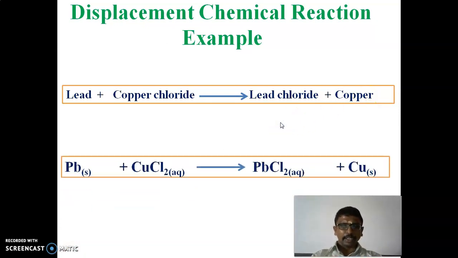So the equation is Pb, lead, in the solid state, and CuCl2, copper chloride, in the aqueous state. It will form lead chloride, which is in the aqueous state, and one more product, copper, which is in the solid state. So this is the example for displacement reaction.